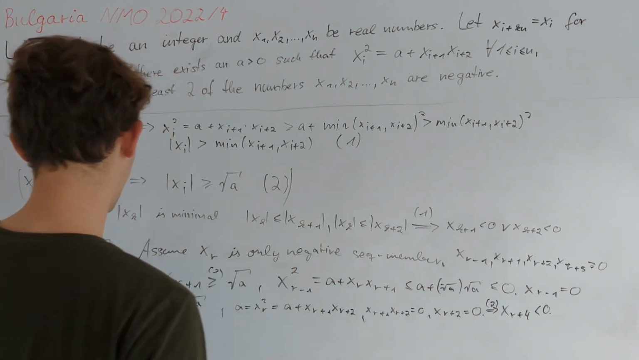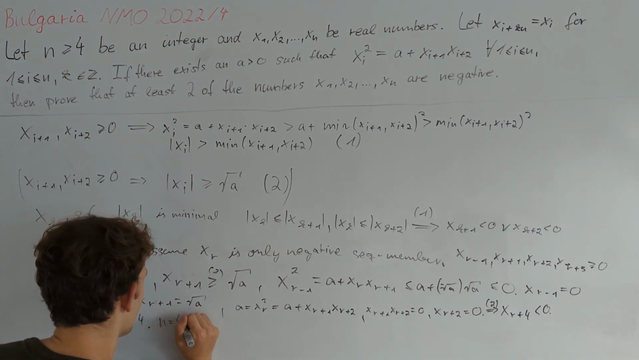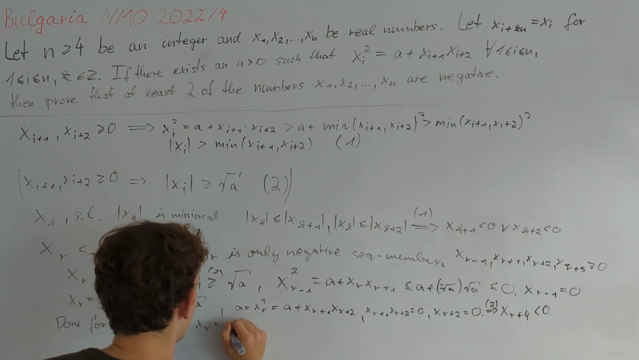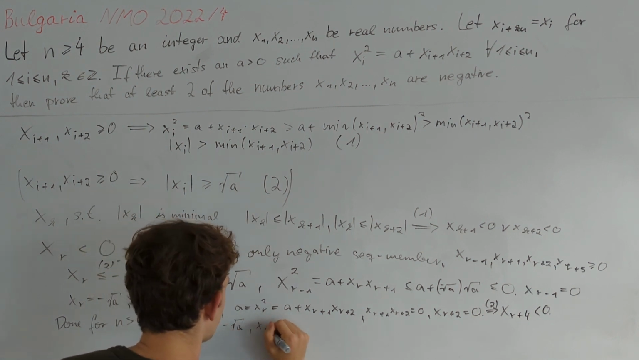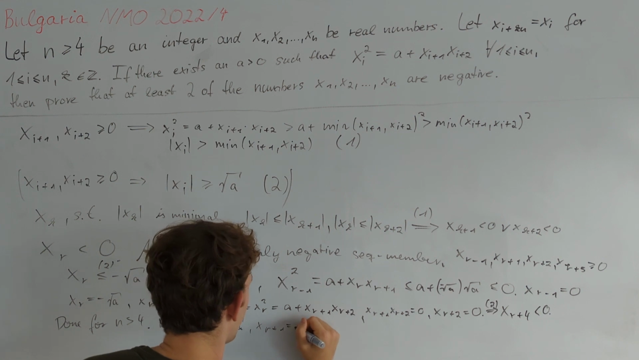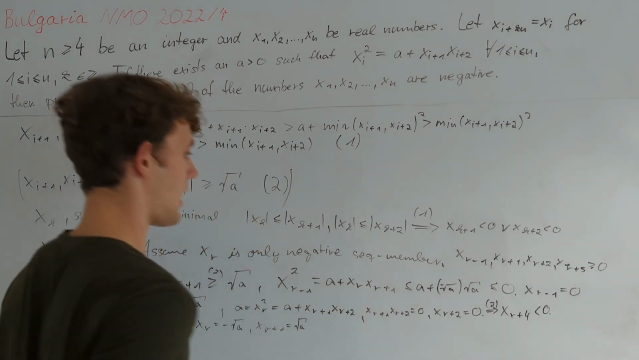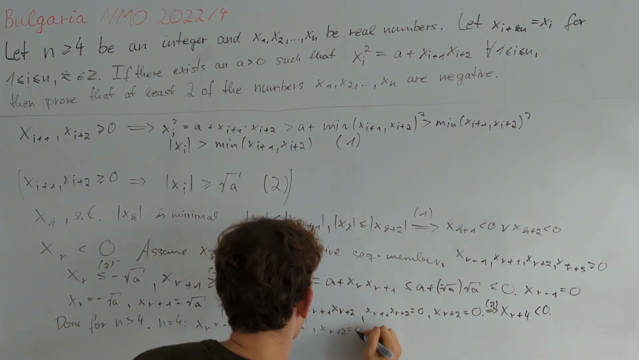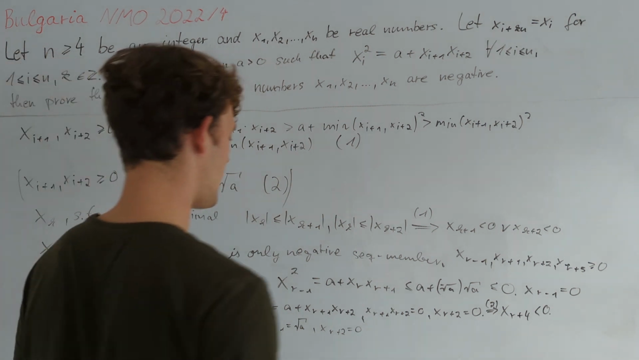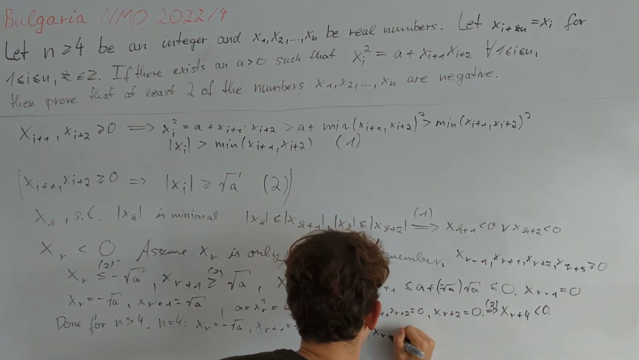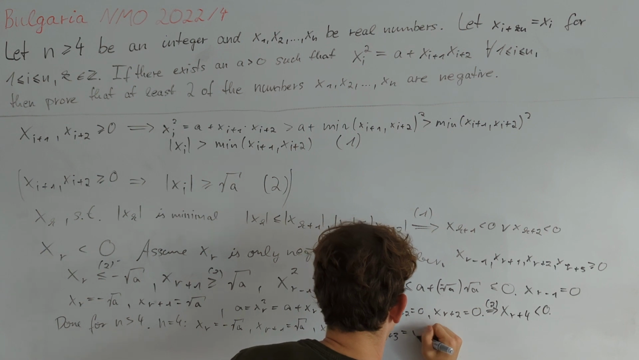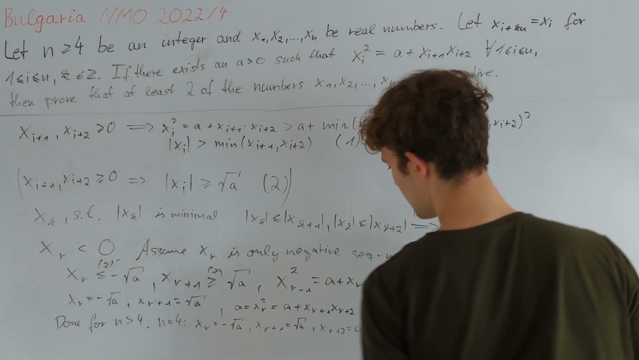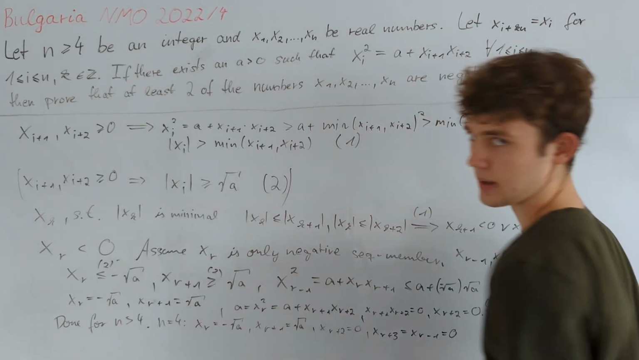Okay, so the last remaining case is n equal to 4, and in that case we know that xr is equal to negative square root of a, xr plus 1 is equal to the square root of a, and xr plus 2 is 0. That we already have. But now xr plus 3 is equal to xr minus 1, because n is equal to 4, which is also 0. So we have exactly all of the sequence members.